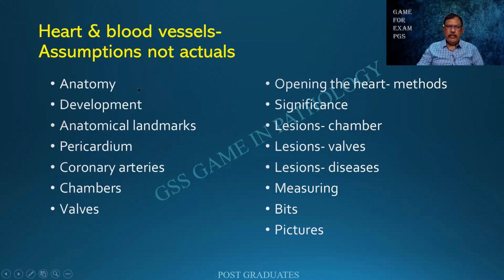We shall be talking about the anatomy, the development, the anatomical landmarks, and the various parts of the heart, including the pericardium, coronary arteries, chambers, and the valves. Also, we shall be concentrating on the methods of opening the heart, the significance in each region. The lesions can be found chamber-wise, valve-wise, and disease-wise, measuring, where to take the bits from, and the pictures.